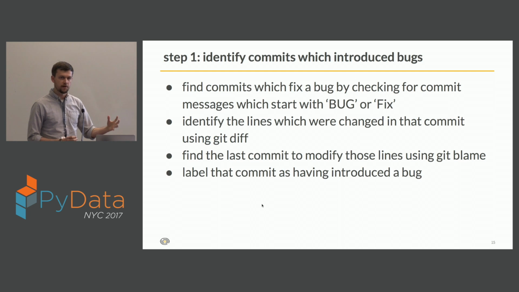Once we've found those bug fixes, for each of those commits, we want to go in and see which lines of code that bug fix was changing. So we find our bug fixes, and then for each of them, go in, see what lines that bug fix changed, and do that with git diff. Then, once we know what files and what lines that changed, we use git blame to find the previous commit that modified those lines that are getting fixed by the bug fix. And we label that previous commit as having introduced the bug that is being fixed by our later bug fix commit.